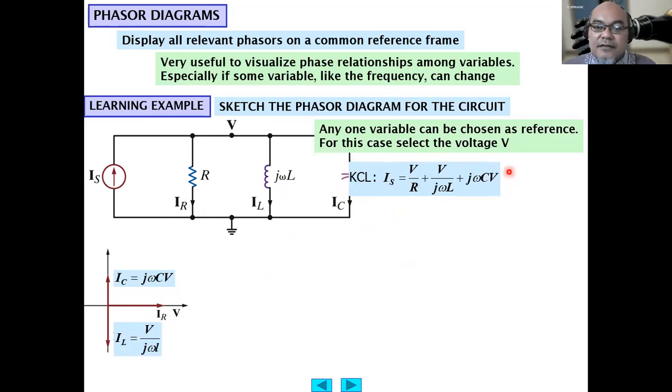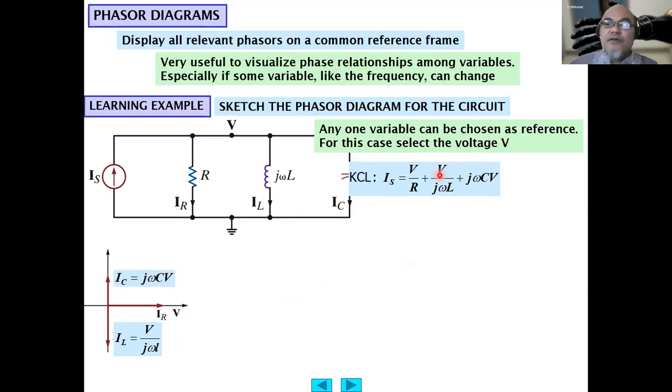The current flowing through the capacitance, on the other hand, has a factor of J omega. So there is a J here, which means it will add 90 degrees to the phase angle. So we draw in the phasor diagram the IC perpendicular, along the positive y-axis, relative to the phasor of V. Yeah, V becomes the reference here.